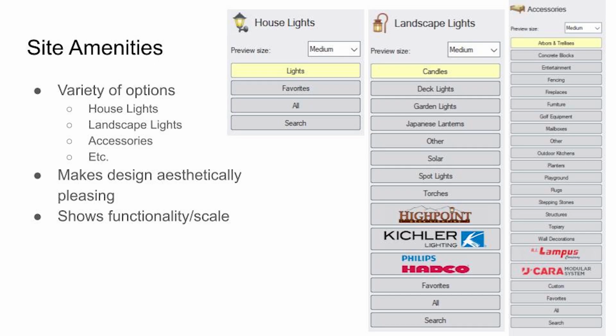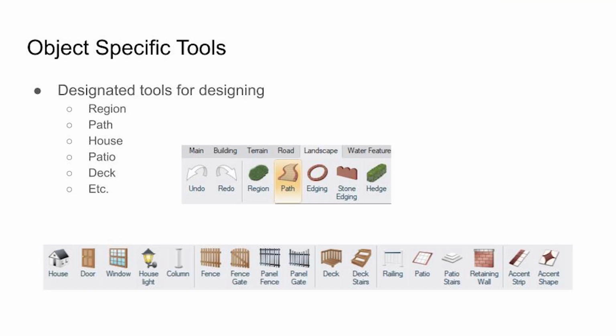You have the creative freedom to change the materials on the amenities to have it fit the design you're going for. While AutoCAD and Dynascapes have tools such as line, polyline, rectangle, etc., Real-Time has many object-specific tools. The main ones we used for our master plan design were region, path, house, patio, and deck. These tools are pre-designed, which makes it very easy and simple when it comes to designing. You are also able to edit the materials just as you can with the amenities.